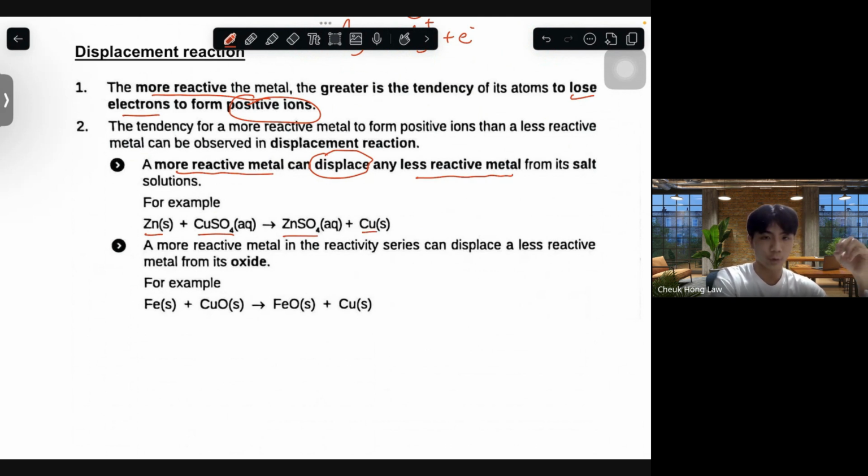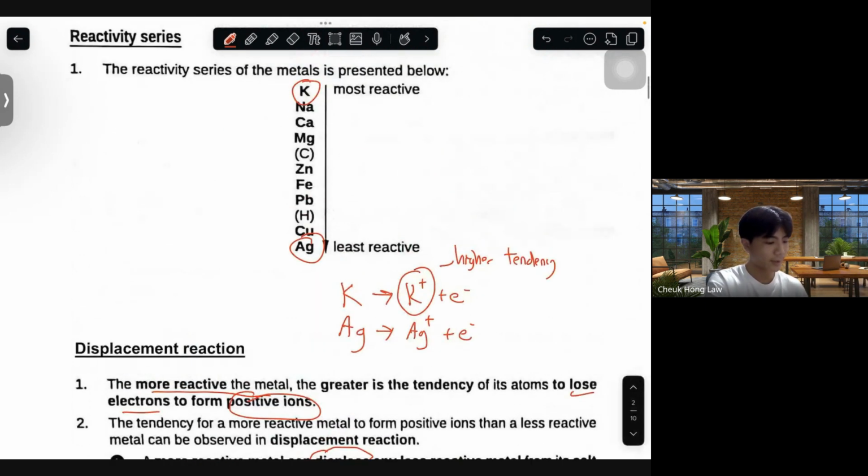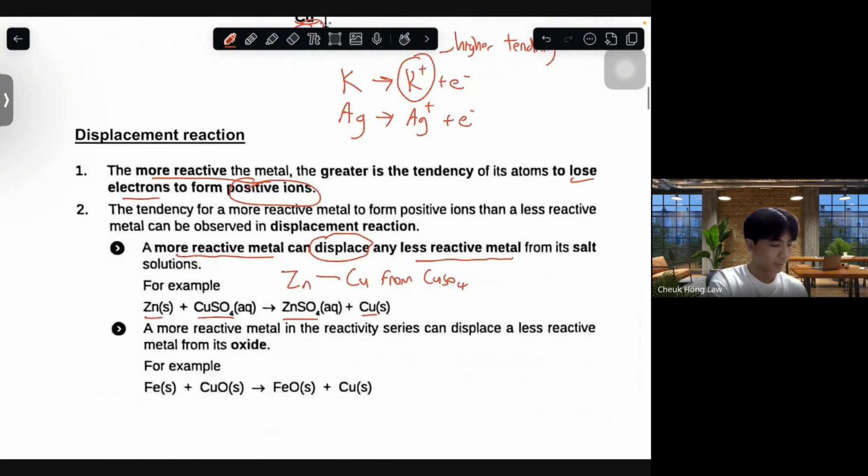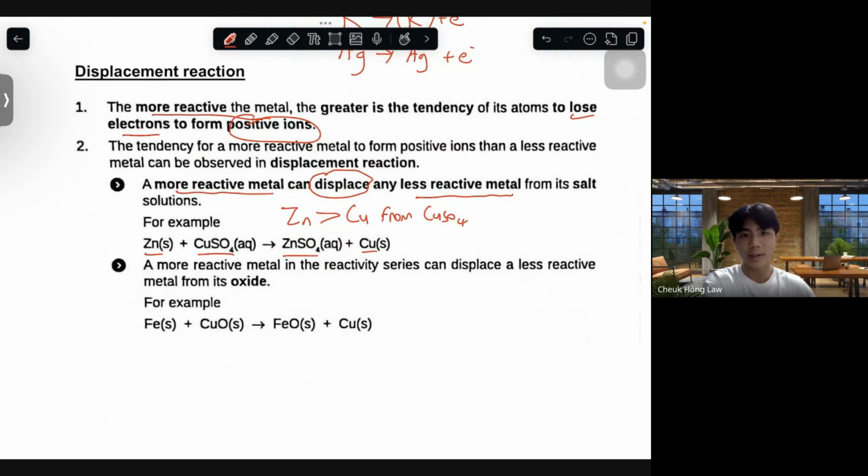So in here we have two metals, right? We have zinc and then we have copper from copper 2 sulfate. If we look at the reactivity series, zinc is here and copper is here. So zinc is of course more reactive than copper because it is above copper in the reactivity series. And since it is more reactive, it is able to lose electrons more readily. So it's able to displace copper from the solution copper 2 sulfate.